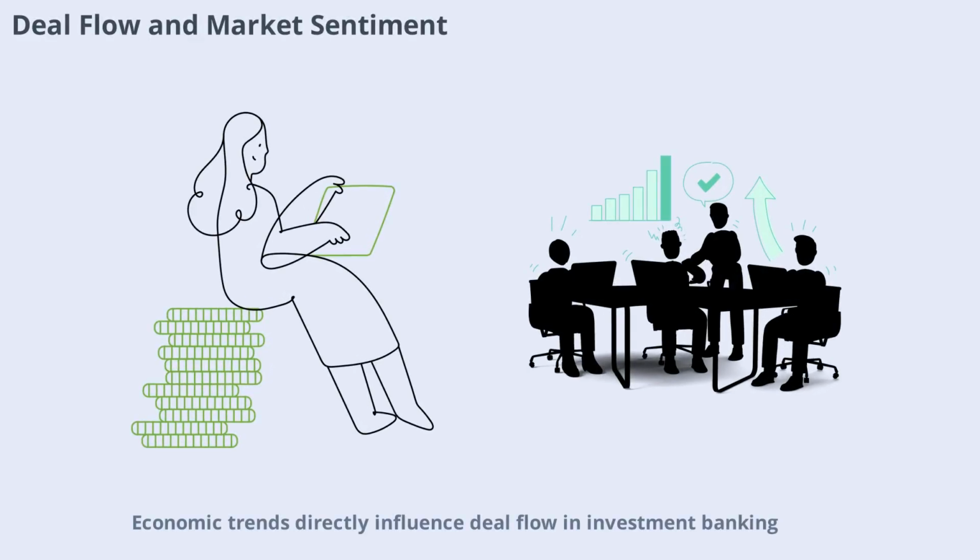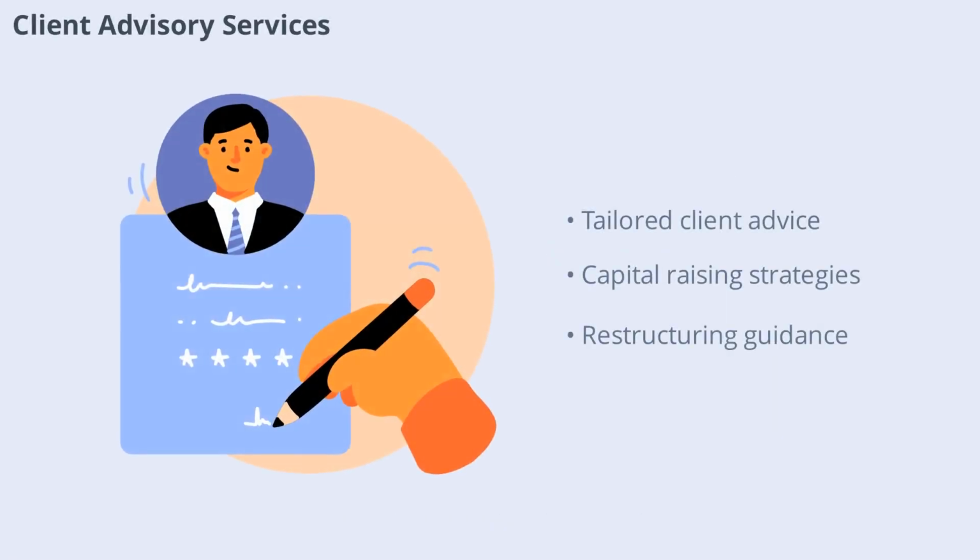Economic trends directly influence deal flow in investment banking. When the economy is strong, companies are more likely to pursue mergers, acquisitions, and public offerings. Conversely, during downturns, deal activity often slows as uncertainty rises. Investment banks must gauge market sentiment and adjust their pipelines accordingly, ensuring they are prepared to capitalize on opportunities or weather slow periods.